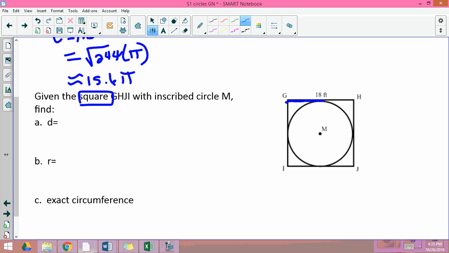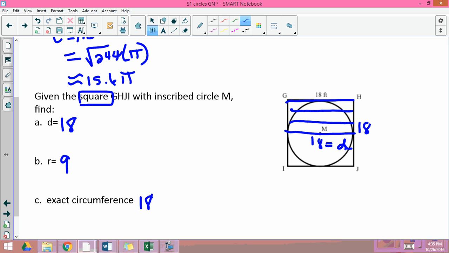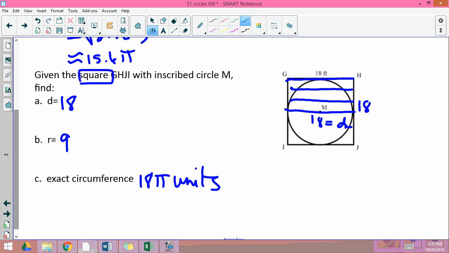If this length is 18, obviously this one is 18, but no matter where I go across my figure, it's going to be 18. And if I happen to go uniquely right there, that is also 18, and where I've drawn it, that is my diameter. Half of that is 9. My exact circumference is 18 pi units. And so knowing things about those circumscribed figures lets us know things about the inscribed figures. So it's a kind of cool way to think about the different figures.